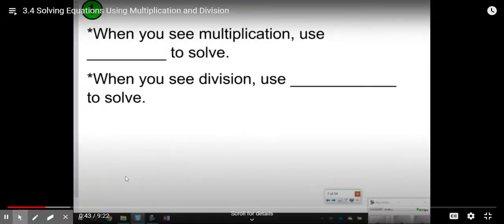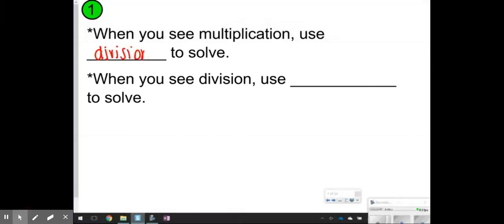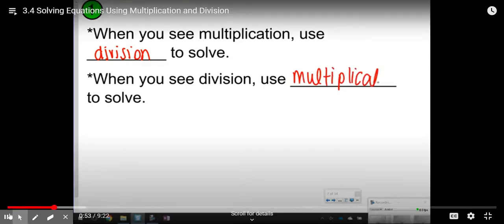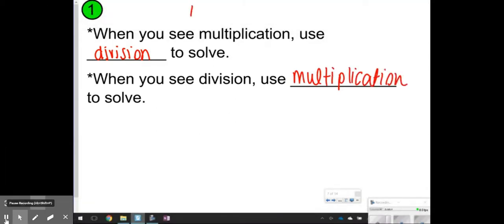When you see multiplication, use division to solve. And when you see division, use multiplication to solve. Go ahead and take time now to pause the video so you can write these two things down in your notes. Once you're done, click play.